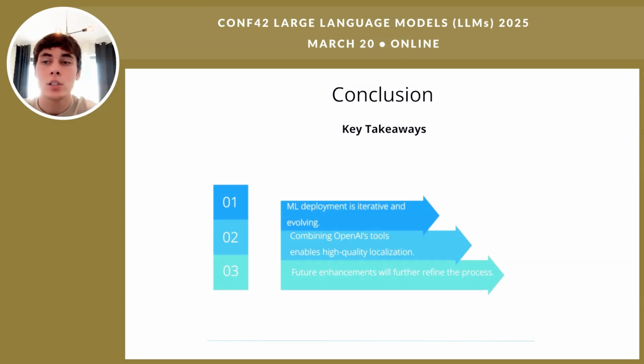Second, by strategically combining OpenAI's tools, including Whisper for transcription, GPT-4o for translation and text refinement, and TTS1 for voice synthesis, we can achieve high-quality localization while preserving the original content's intent and tone. These AI models work together to streamline the process and maintain consistency across different podcast elements.